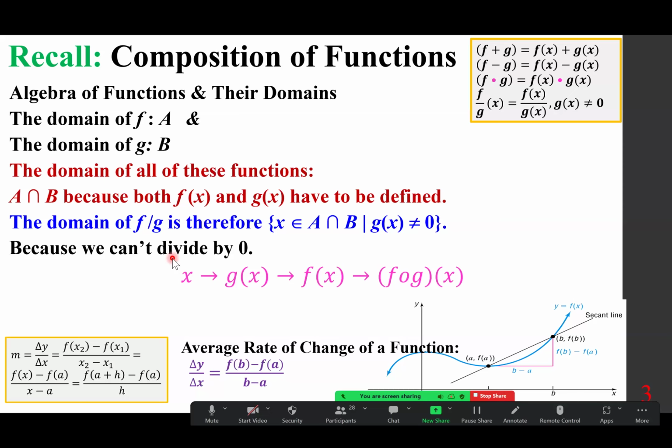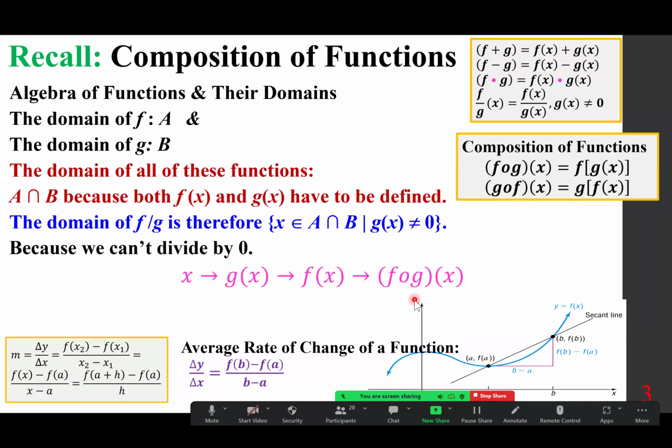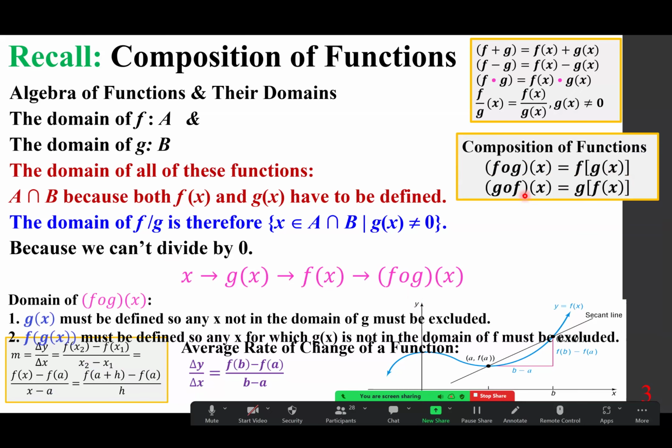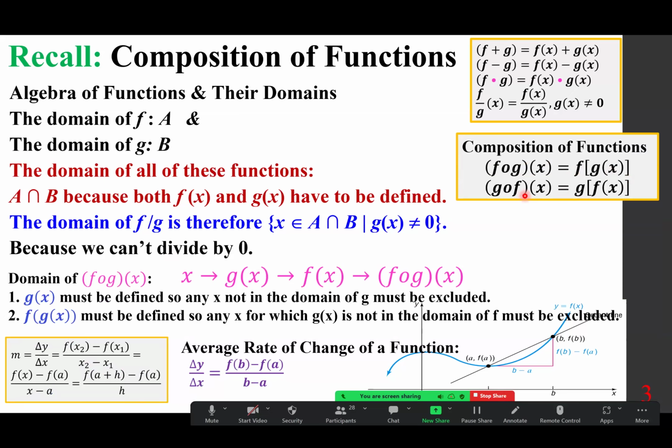In the case of a composition function, f o g of x, the domain is the domain of g, and g of x must be in the domain of f of x. So f o g of x is f of g of x, and g o f of x is g of f of x. They are not necessarily the same unless they are inverse functions. G of x must be defined, so any x not in the domain of g must be excluded. F of g of x must be defined, so any x for which g of x is not in the domain of f must be excluded.